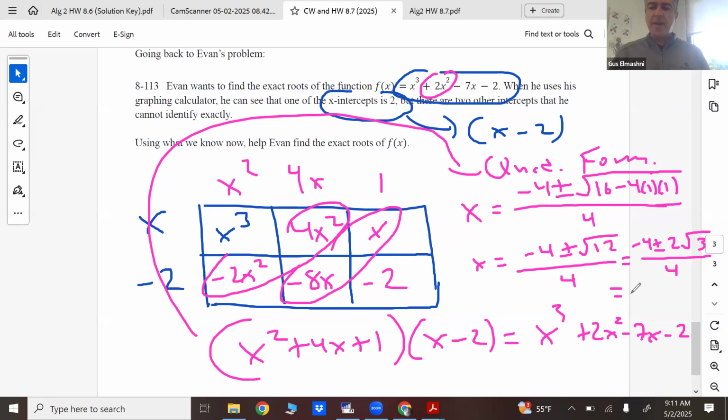And it winds up becoming this: -2 plus or minus √3. There we go. Yeah, we're gonna do it right now. So anyway, if you graph it, you're gonna get 2 as an x-intercept. So you get 2 other wacky ones. Let's just do this really quick in Desmos, and then I'm done.